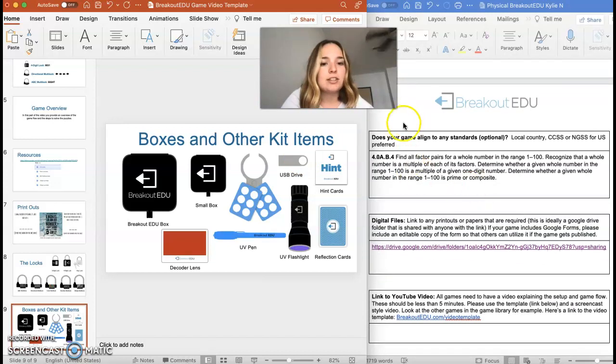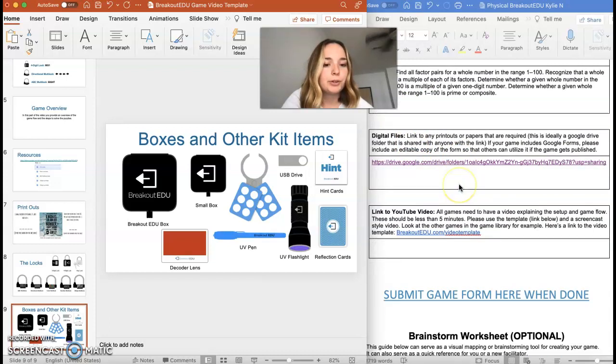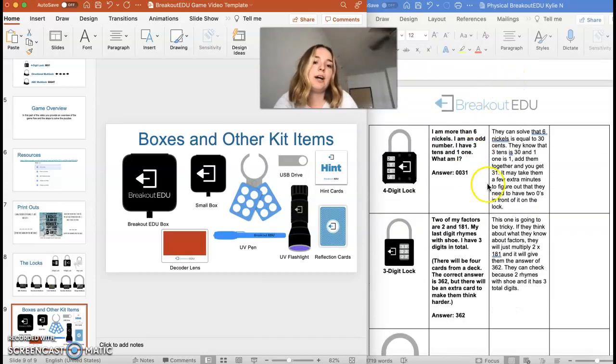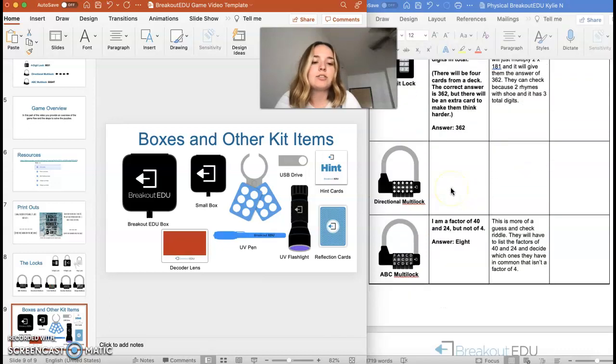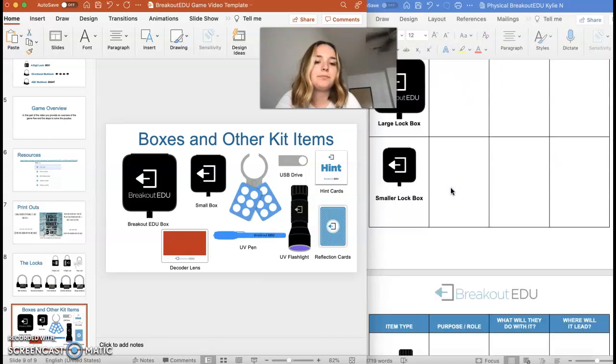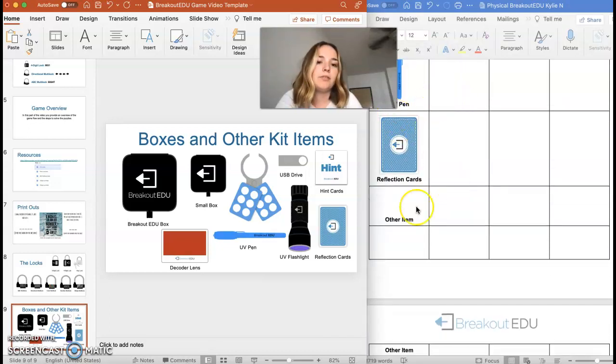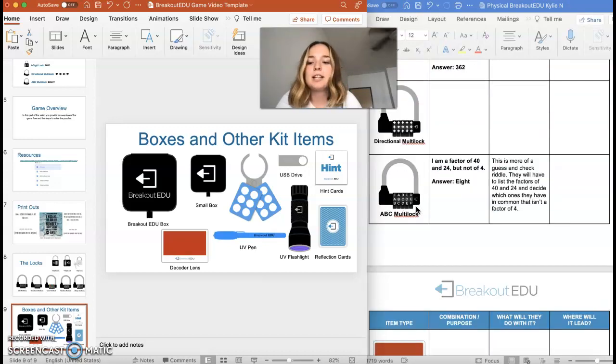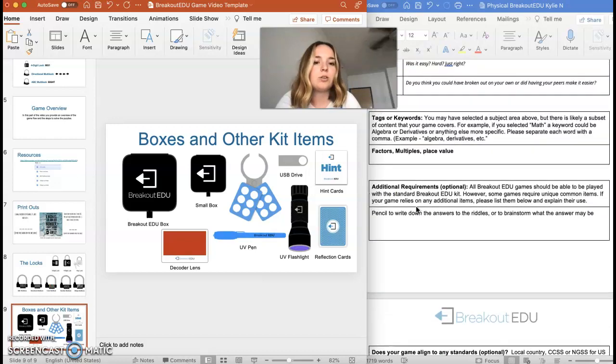Besides that, here is the standard that goes with this game, the link I said to the folder. And this also explains how they'll get the answer if they get stuck and you need to give them some hints. These are the riddles that go with the locks, and then the answers, the pen and flashlight. And that's pretty much it. That's how the game works.